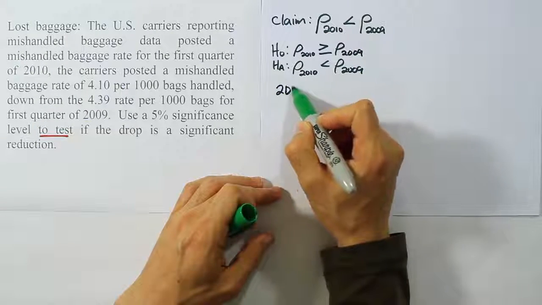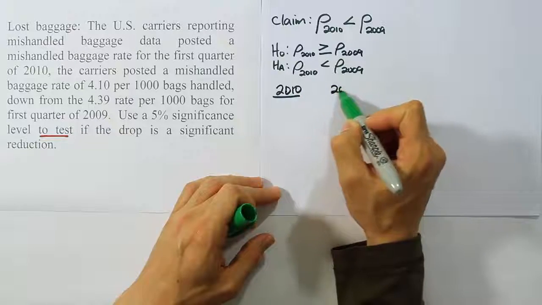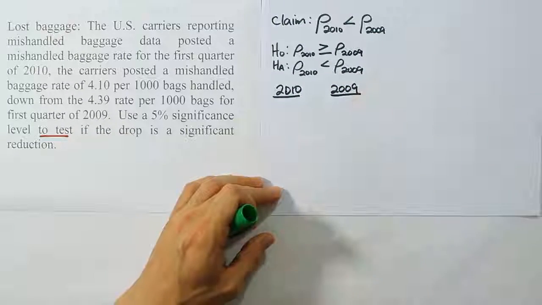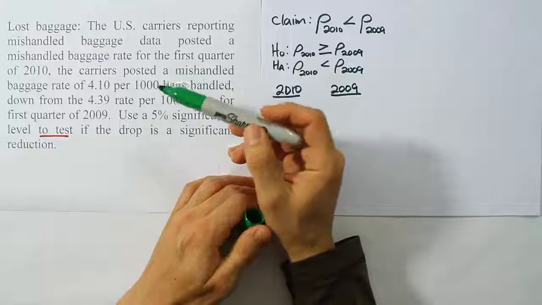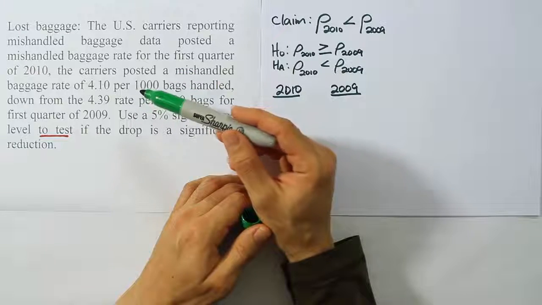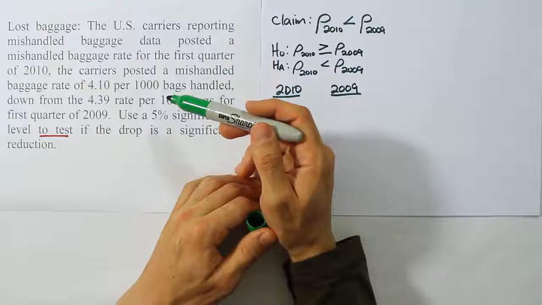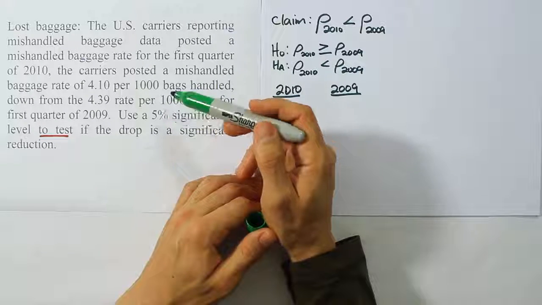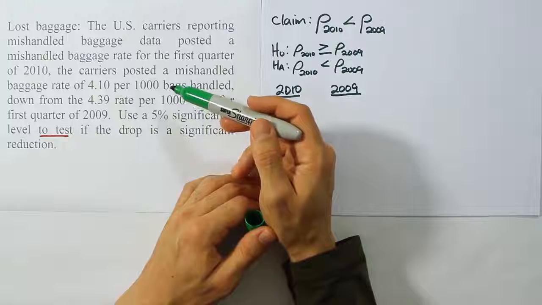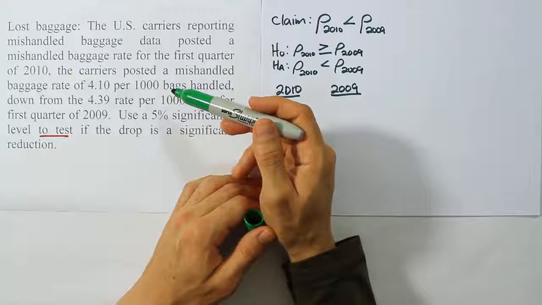So for 2010 and for 2009. One important thing about this data is they talk about 4.10 per 1,000 bags are mishandled. So they're not giving us an N or an X the way we normally think of it. When we deal with a proportion, we're usually used to having an X and an N, and we divide them and get a p-hat.